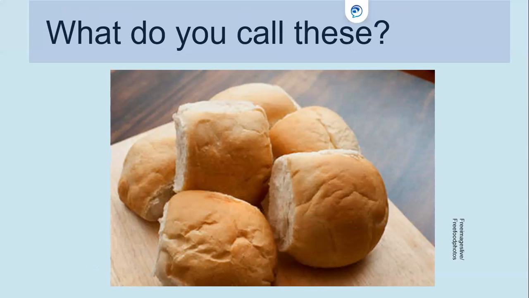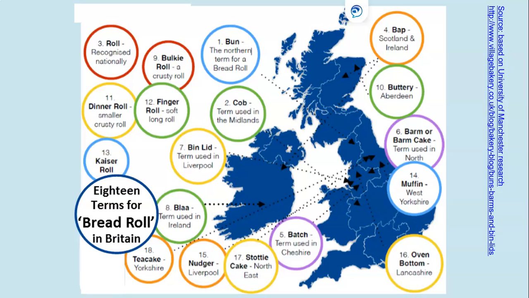To try to make this a little clearer, can you think of the different terms that would describe this food? Pause here and write down as many as you can think of. It might surprise you to learn that across the UK there are at least 18 different terms for this one food, ranging from bread roll to bun, a blah to oven bottom.